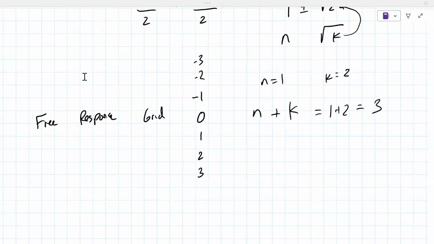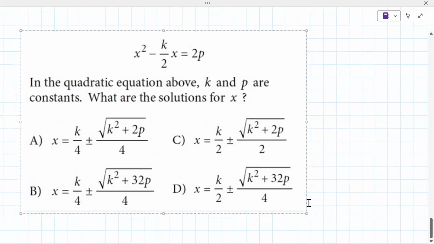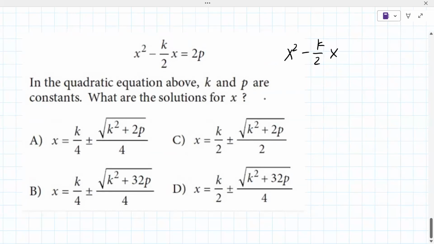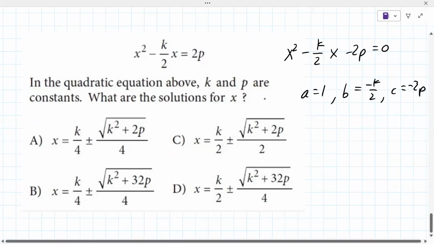All right, let's look at a more challenging question here. A lot of times you get a question that looks really super difficult, but if you use the strategies we're talking about, you have a chance of at least getting it down to 2, where you can then make a decision. So this should be in the form x squared minus k over 2x minus 2p equals 0. A is 1, B is minus k over 2, and C is minus 2p. You agree with that? Yeah.